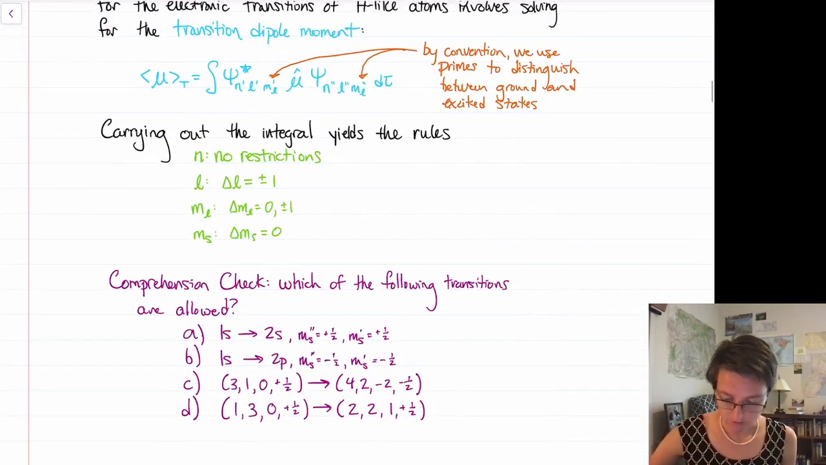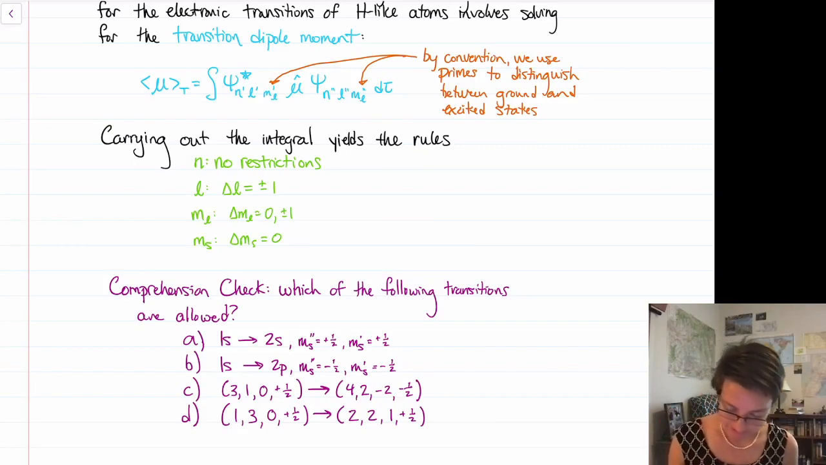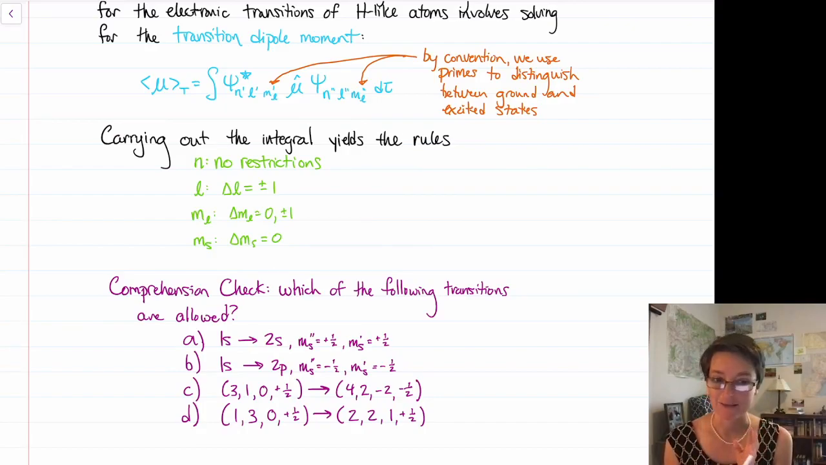Let's practice a little bit with these quantum numbers. Go ahead at this point and pause the video and try and see if you can determine which of the following transitions for the hydrogen atom would be allowed according to the selection rules that I've just given you. For C and D, I've given the notation using tuples of quantum numbers rather than using our chemist notation. So for C, you should read the quantum numbers in order: n, l, m sub l, m sub s. So pause the video and see if you can determine which of these transitions are allowed.